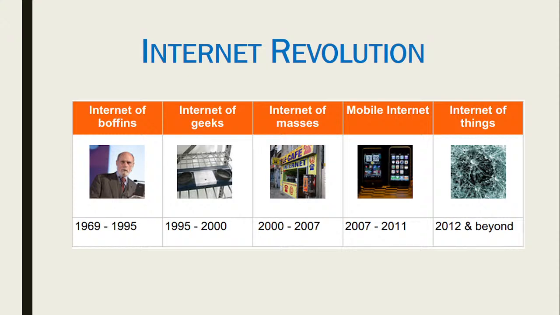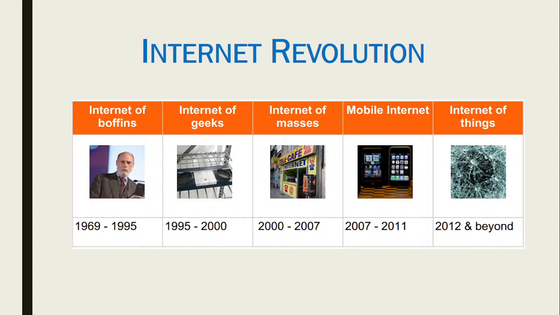But still there is one problem, because the public internet as we know it is still in its infancy. From 1969 to 1995 the network existed, but it was only used for a very limited number of things.